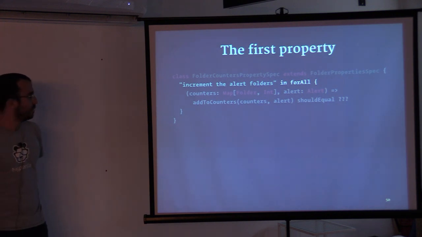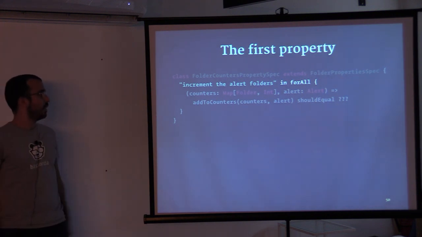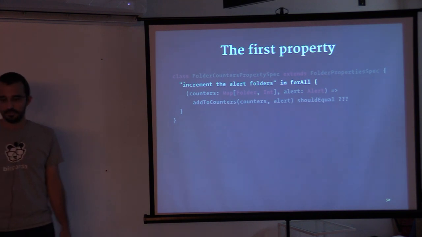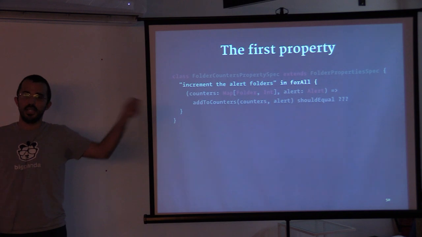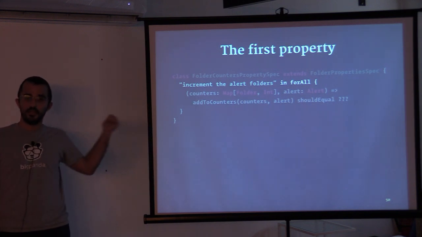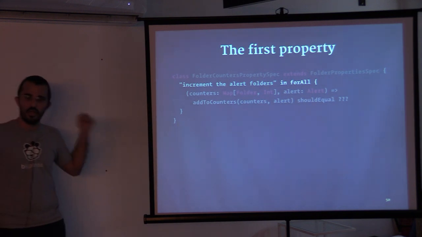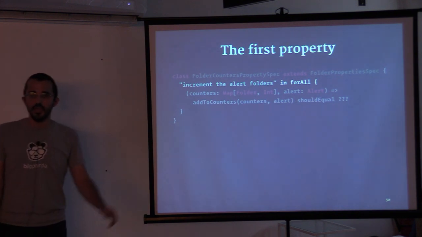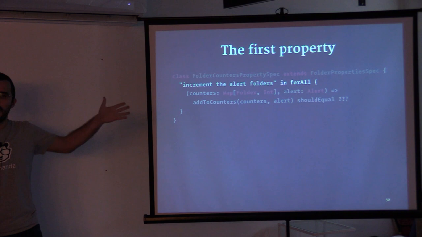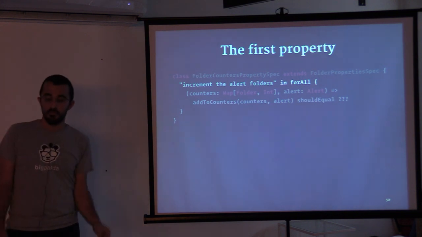The first line says, this is the property name, increment the alert folders. Then we're seeing the for all syntax. So this is the same syntax we've seen at the mathematical notation. Remember, the for all mathematical operator. It appears here also. And it basically tells Scala check, we are going to run and create properties here.